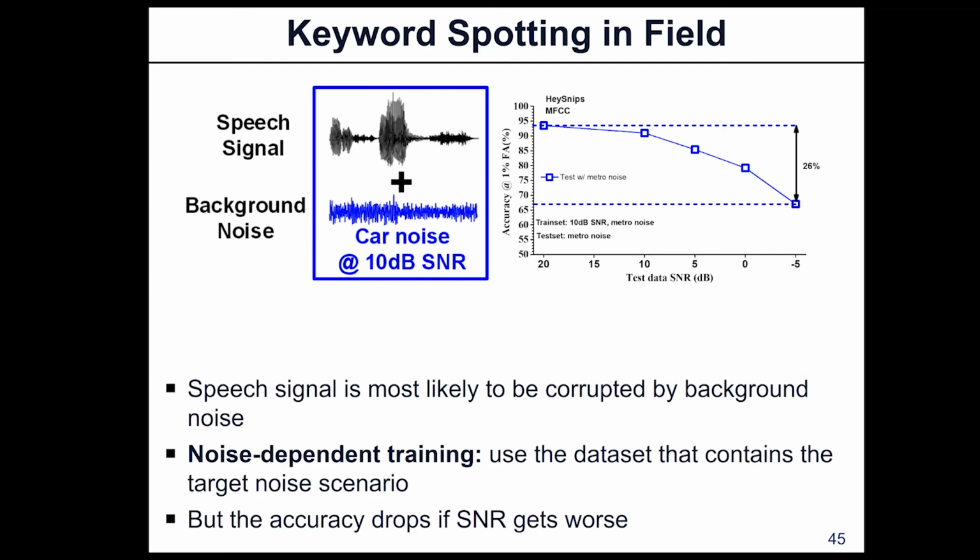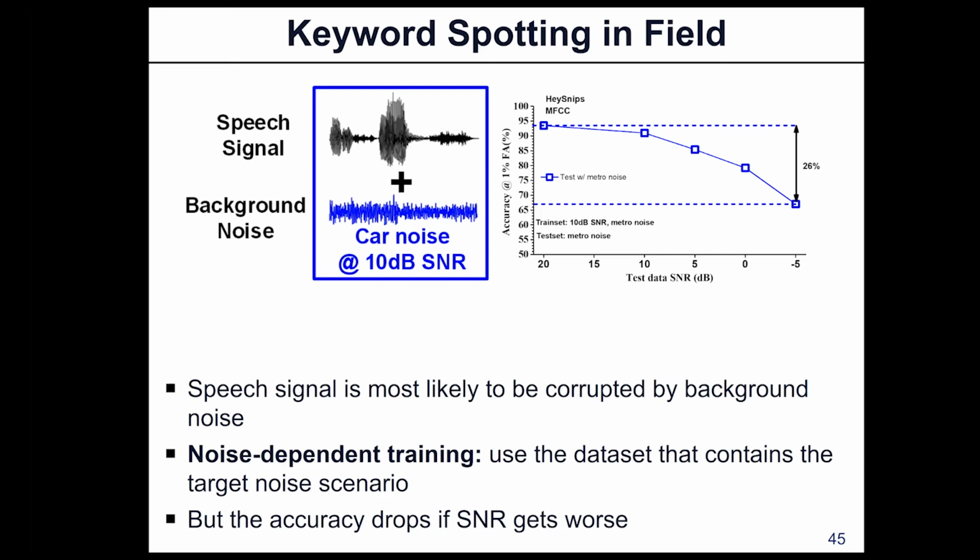The x-axis is the test data SNR, and the y-axis is the accuracy. We trained this classifier with a 10 dB SNR metro noise mixed input data set. Once training was finished, we used it for the same noise type but different SNR, to see whether the classifier can tolerate lower or higher SNR. What we found is, if you go from 10 to 20 dB, the classifier has no problem. It actually gains a little bit of accuracy.